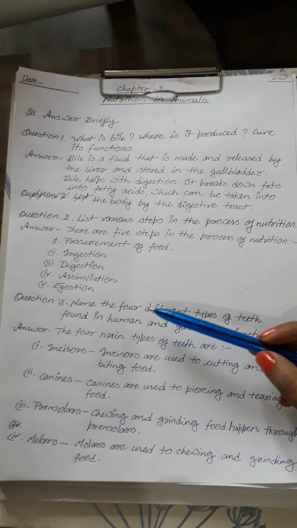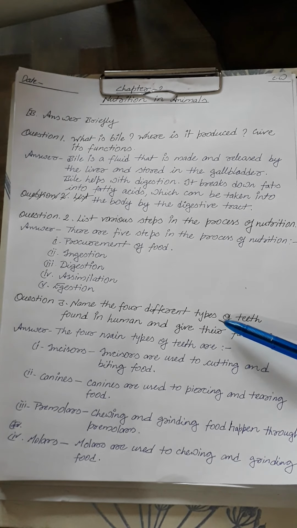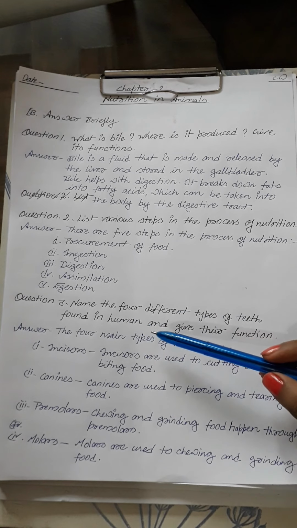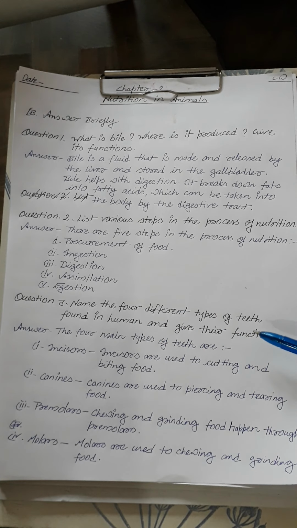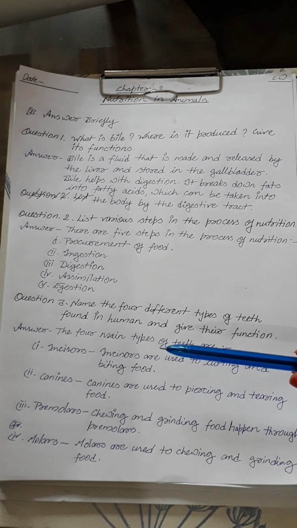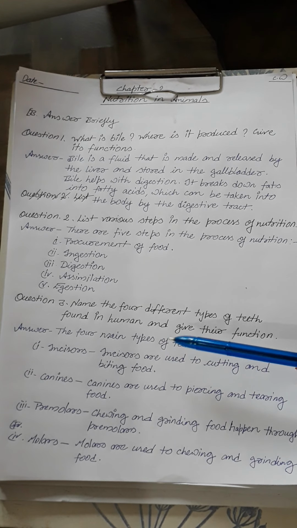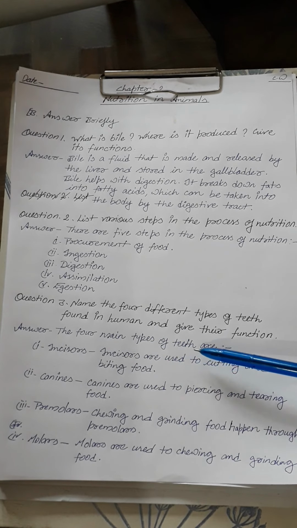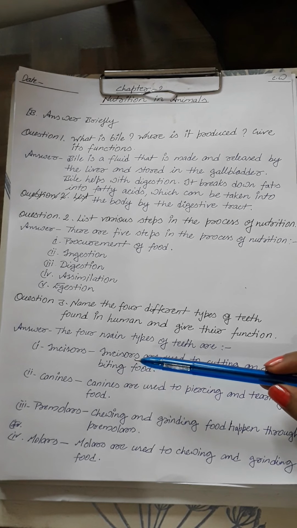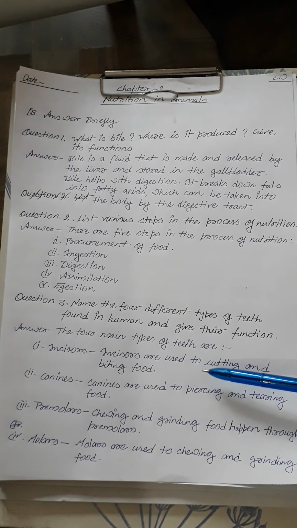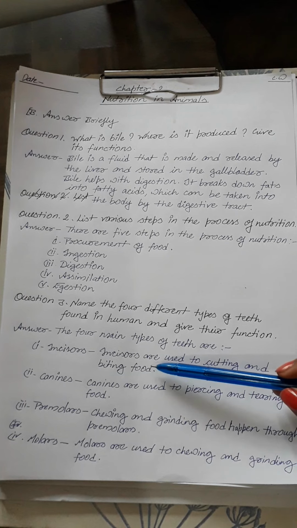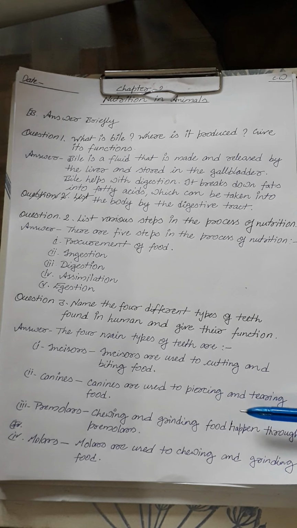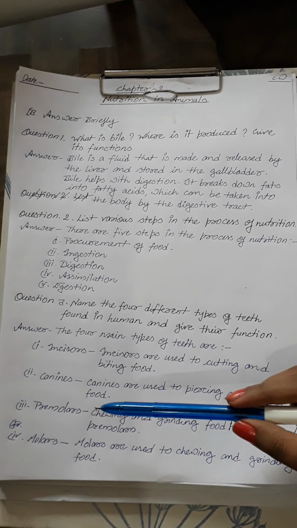Now question 3, name the 4 different types of teeth found in humans and give their function. So the answer of question 3: the 4 main types of teeth are, first, incisors. Incisors are used for cutting and biting food. Second, canines. Canines are used for pressing and tearing food. Third, premolars.